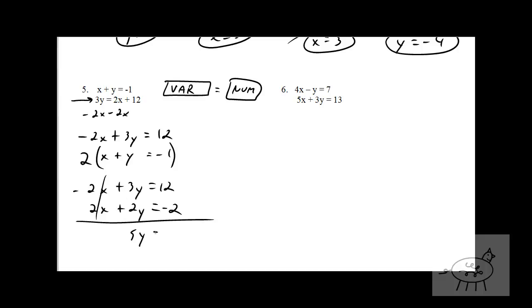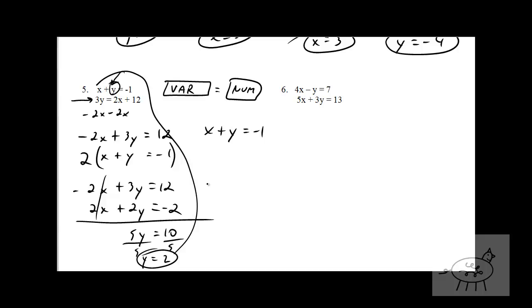So 5y is equal to 10, divided by 5, y equals 2. All right, and then I'm going to plug into this y right there. It's positive. So we have x plus y. That's what I'm plugging it into. So x plus 2 equals -1, which is easy now. Subtract 2, and I get x equals -3. So again, be careful with your signs here, math fans, when you're solving, okay?